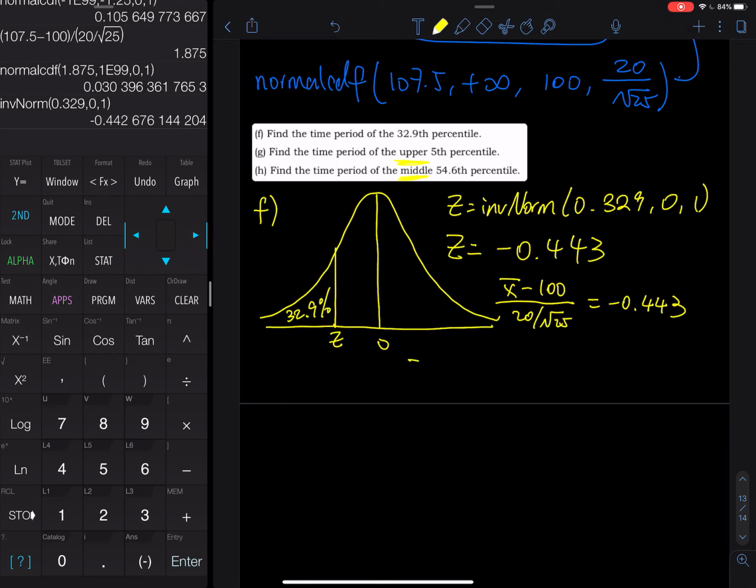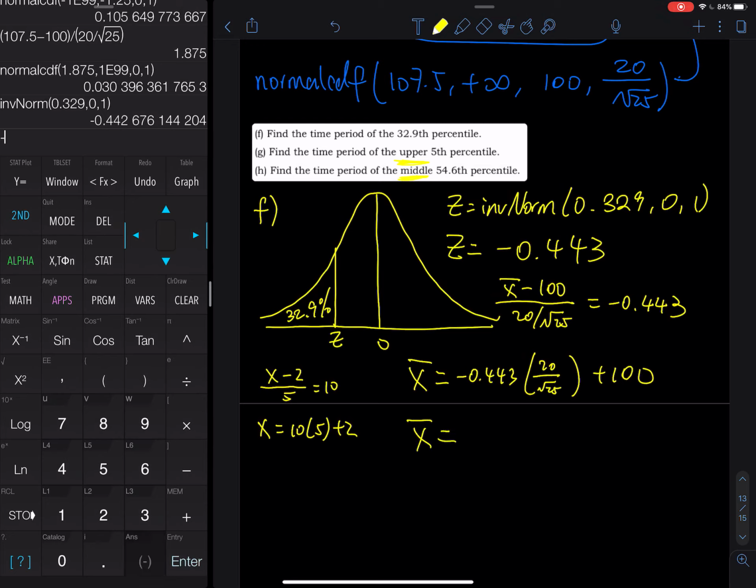So x bar, okay, let me make this easy for you. So let's say x minus 2 divided by 5 equals 10. How do you solve it? X equals 10, you multiply by 5, you add 2 to it, right? But this time the denominator is a fraction. So negative 0.443 times 20 over root 25, and then you add 100 to it.